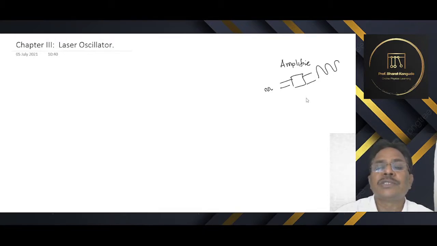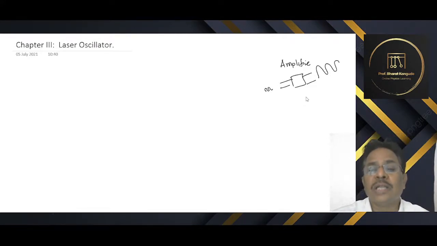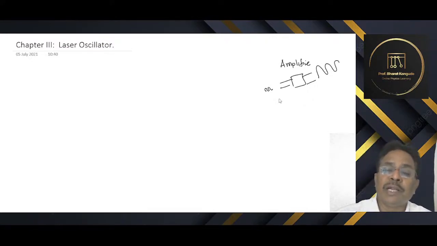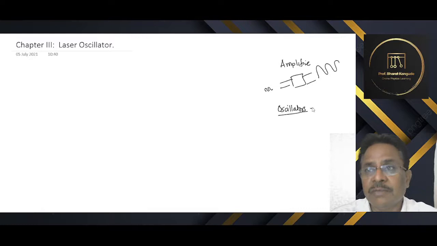So this operation is called amplification, and the device which gives this type of larger output, of the same frequency as we have given in the input, is called an amplifier. And there is one more electronic circuit, called an oscillator. There are different types of oscillators you have already seen, such as the Wien bridge oscillator, then Hartley oscillator, Colpitts oscillator. Lots of names are there.